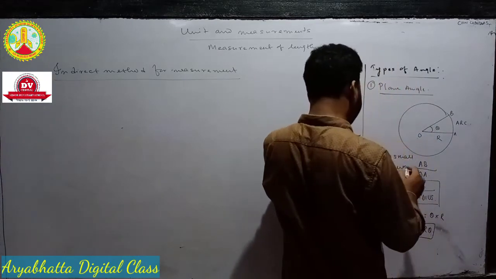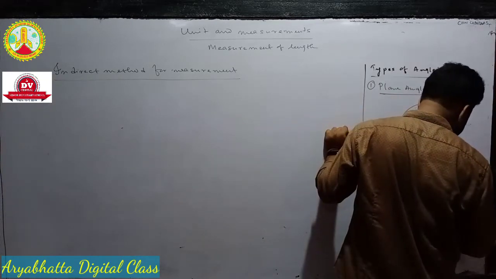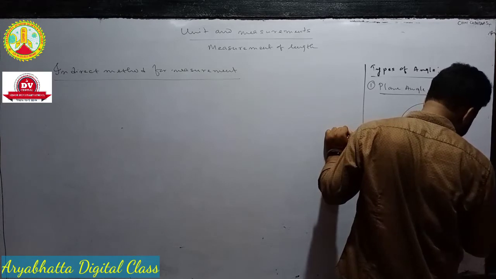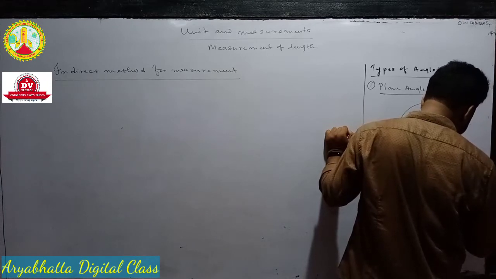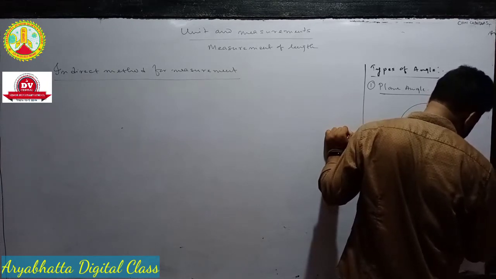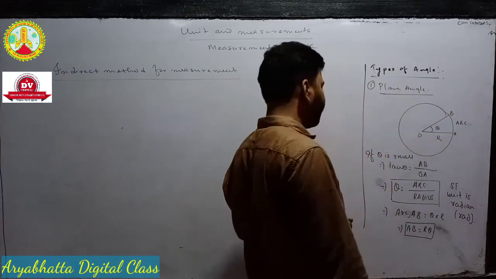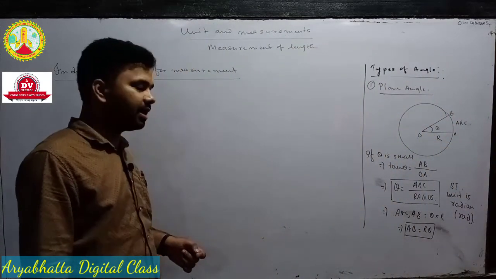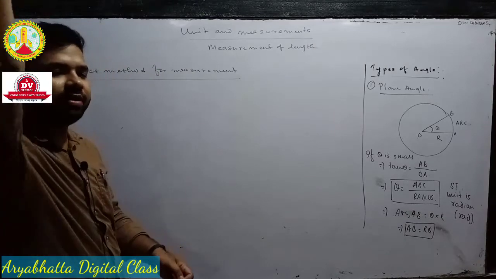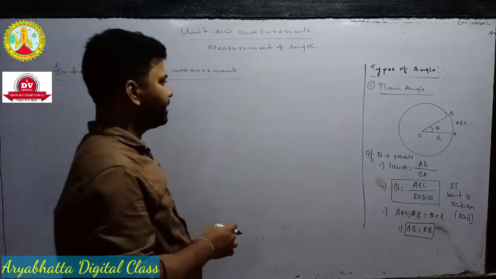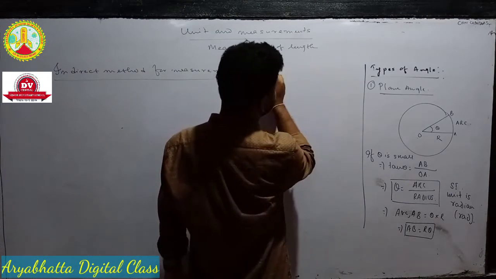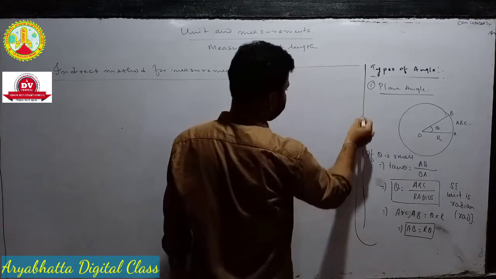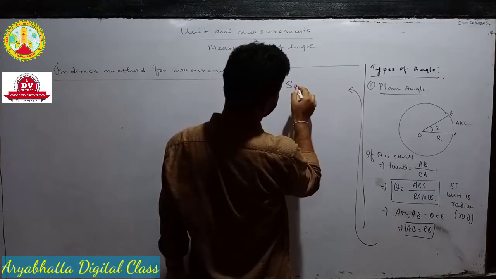Remember, what is the unit of angle? We are talking about the SI unit. The SI unit is radian, rad. So the SI unit of angle is radian, and theta is always equal to arc divided by radius. Okay, what is the second type of angle? After this, the second type of angle is solid angle.